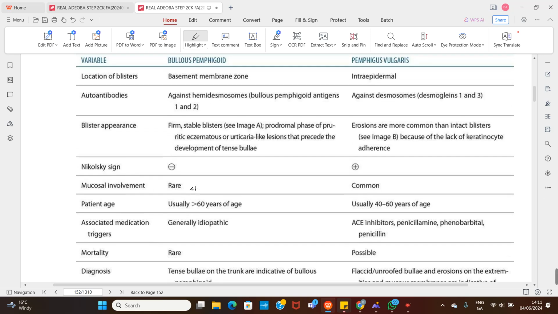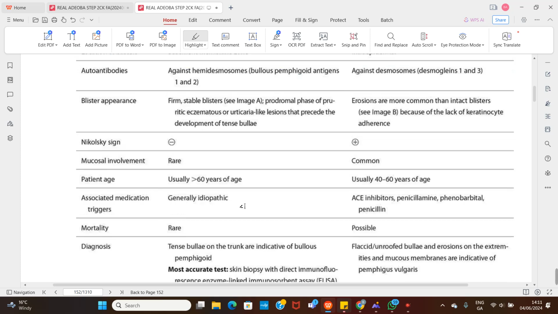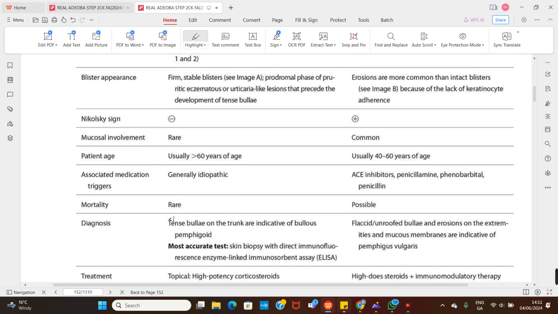Because we already said that bullous pemphigoid is mild compared to pemphigus vulgaris, the mortality is rare because it doesn't affect the mucosal surface and it does not rupture to form erosions. But pemphigus vulgaris has a very high chance of mortality from fluid loss, from electrolyte derangement, from infection, right? Because of the break in the blisters.